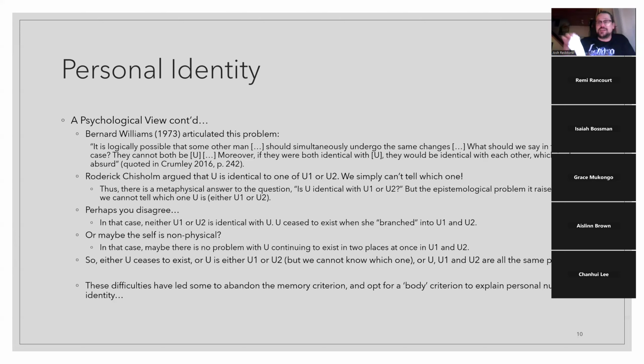Or you might deny that the self is physical. The self doesn't depend on the brain and the memories that are encoded within the brain, but rather the self is really some kind of collection of, well, it could be a matter of properties, or it could be a matter of, I don't know, like a soul or something. Maybe there's no problem with you continuing to exist, and then U1 and U2. Maybe it does make sense in some way to say that you exist in both of the copies at the same time. Well, that's just a possibility we can imagine.